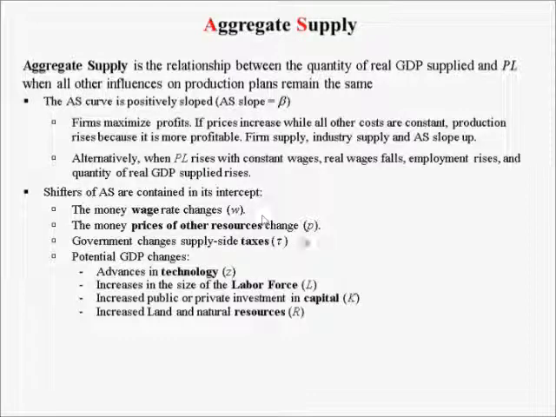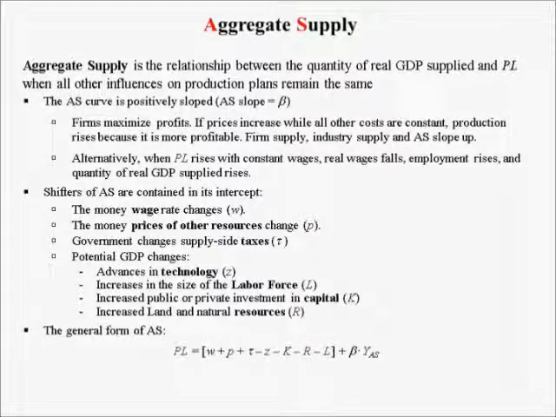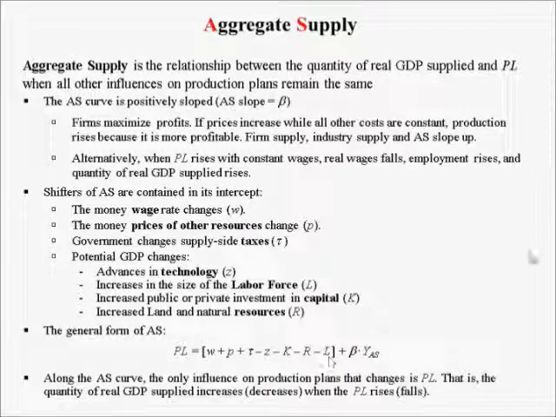These things are short-run factors. These three things change in the short run, and they change in the long run. These things change only over the long run. So the general form of the aggregate supply curve is going to look a lot like the aggregate demand curve, with the price level on the left and real GDP way over on the right. So we have nominal wages, nominal prices of production inputs, supply side taxes, technology, capital, resources, and the labor force.